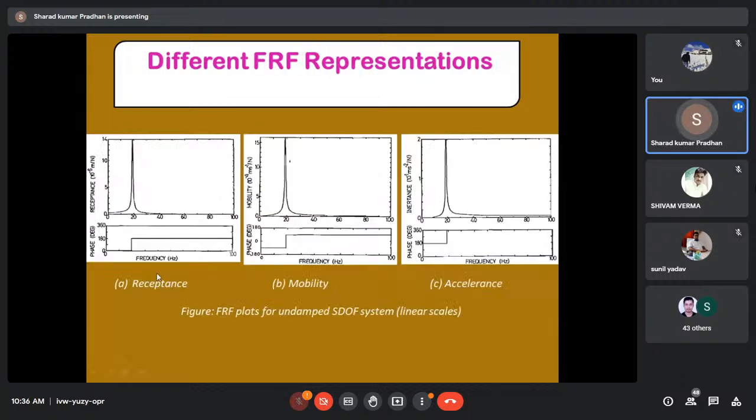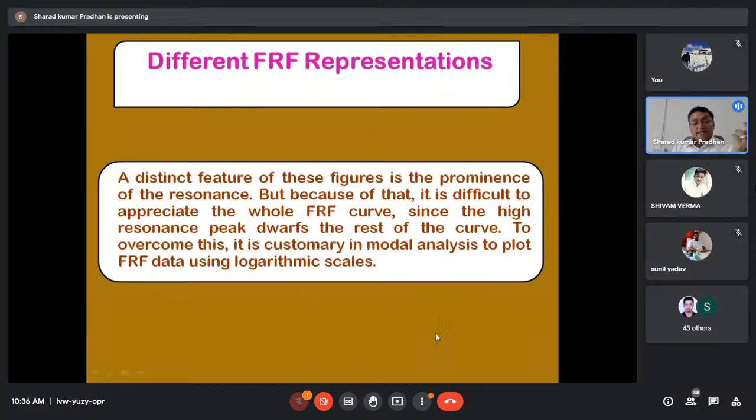These are the different representations. If you look at the receptance, this is the way. Mobility, this is the way. Acceleration, this is the way. They are all alike, only the value will change. This is the acceleration value, say 2. This is the velocity value, say 15, 16. And this is the displacement value, say 40. Another way of representing them, look at this.